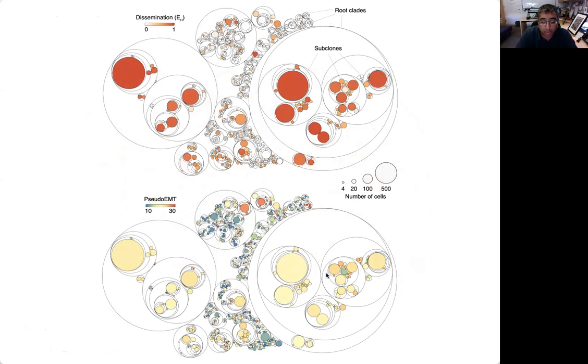But it's actually interesting to see that the largest clones are not dark red on the bottom, right? They're not the most mesenchymal of all the cells sampled. In fact, the most mesenchymal cells are not as successful, right? So that was pretty interesting.